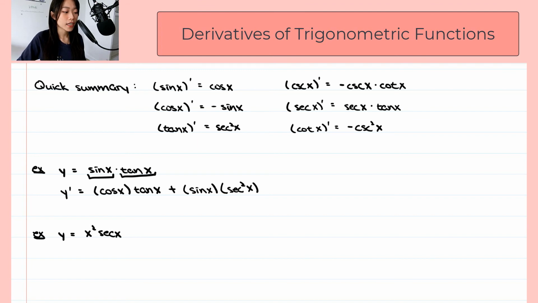Now let's look at the second example. y equals x squared times secant of x. So here again we have a function of x times secant of x, which is another function of x. So y prime equals the derivative of the first function times the second function, secant of x, then plus the first function, x squared, times the derivative of secant of x, which is secant of x times tangent of x.